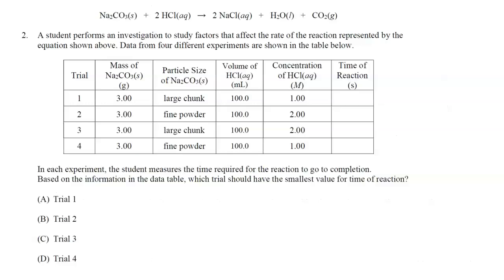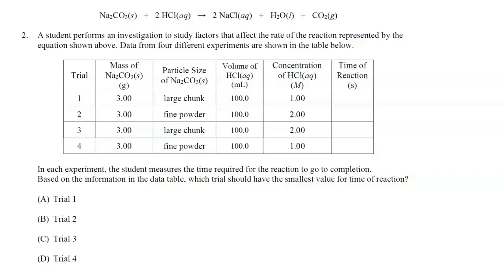Now, let's take a look at question 2. In question 2, we can see a chemical equation involving the reactants sodium carbonate, Na2CO3, which is a solid, and it reacts with aqueous hydrochloric acid, HCl. It says in question 2 that a student performs an investigation to study factors that affect the rate of the reaction represented by the equation shown above. Data from 4 different experiments are shown in the table below.